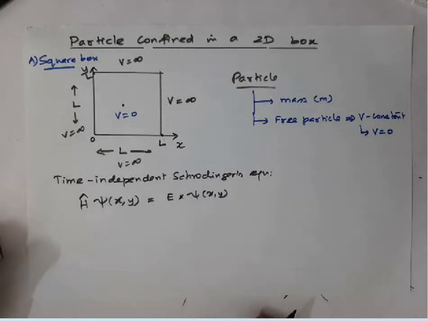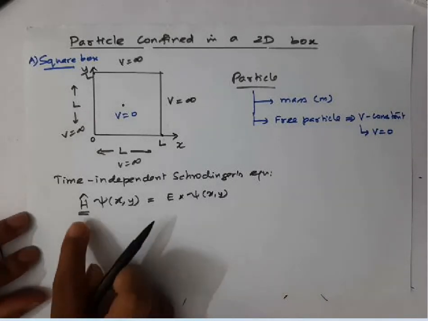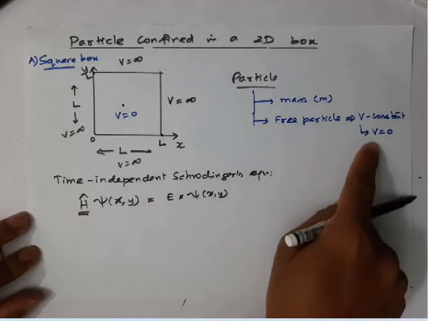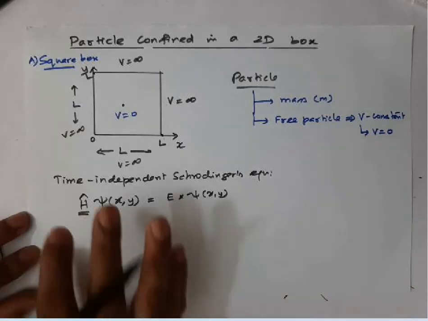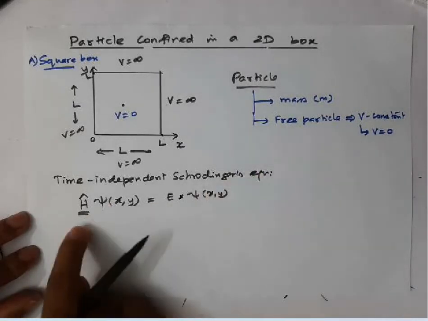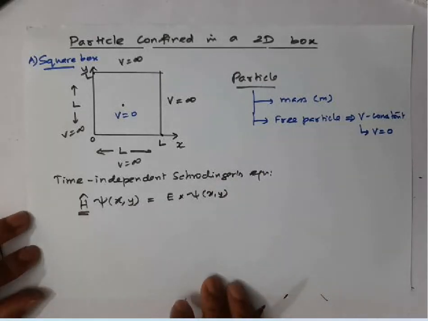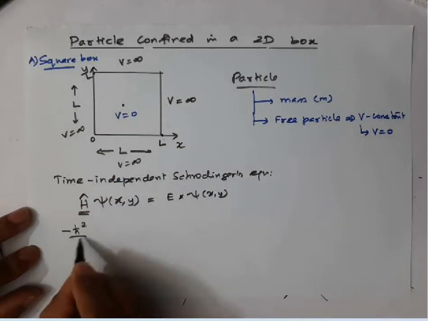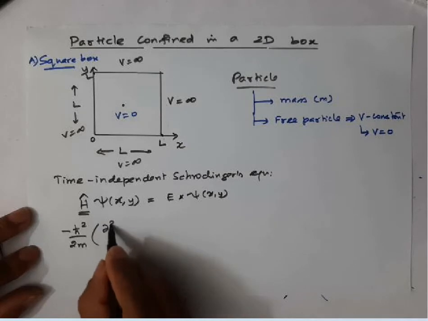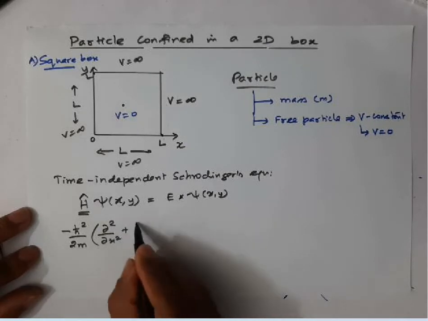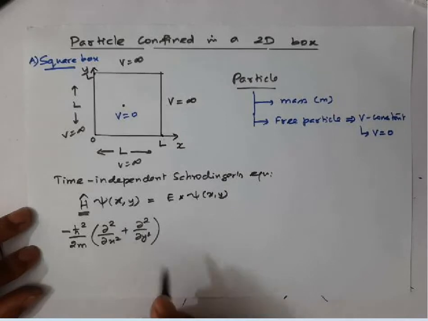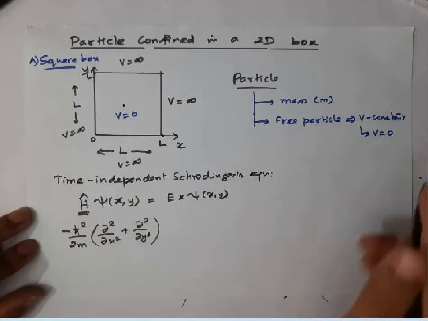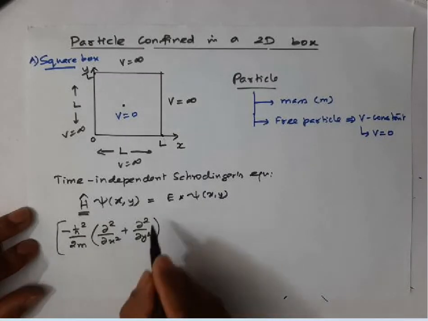Now how to solve this Schrodinger equation? Listen, the Hamiltonian operator, you know very well, consists of two parts, the kinetic energy operator and the potential energy operator. Since potential energy is 0, we can consider only kinetic energy here, therefore the Hamiltonian operator equals the kinetic energy operator in this case, right? And what is the kinetic energy for two-dimensional motion? Minus h bar square by 2m into dou square by dou x square plus dou square by dou y square. This is the kinetic energy operator in two dimensions. Since we have assumed potential energy is 0, you need not consider that. So into the wave function psi.